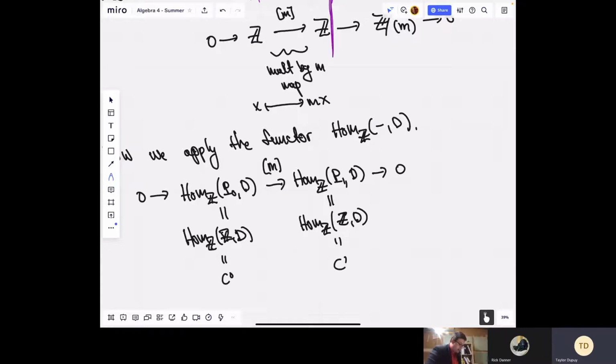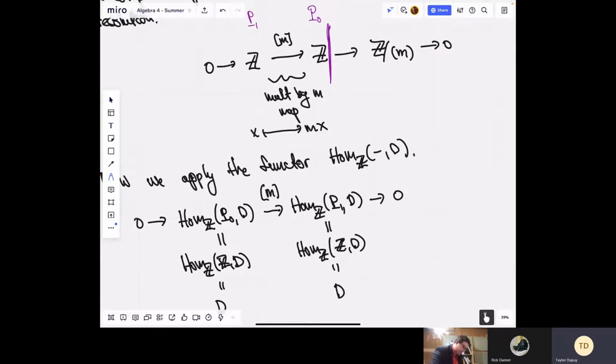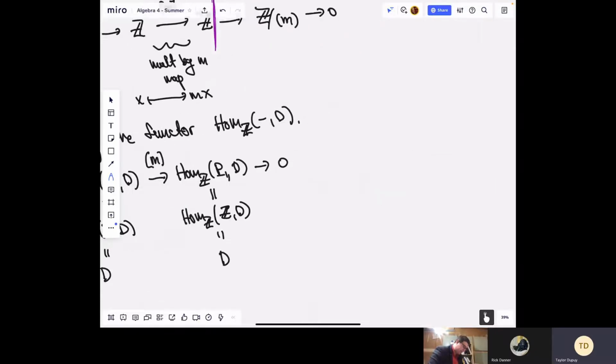So it turns out that this thing also is multiplication by M. The claim here is that these two things are isomorphic to D, and that this map here is also multiplication by D. So that's a good question.